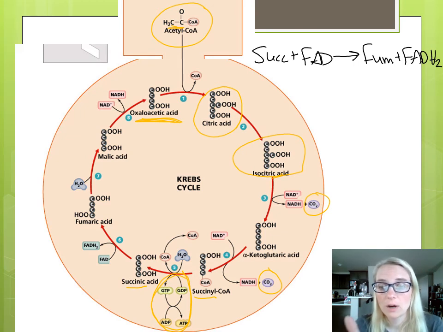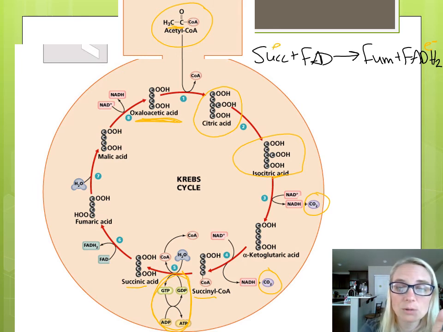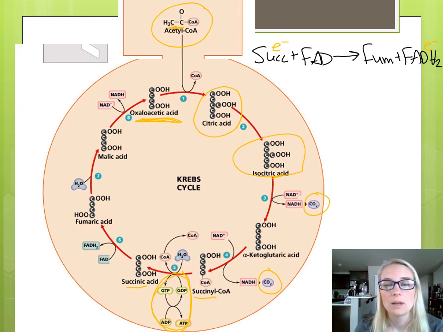So comparing succinic acid and fumaric acid and FAD and FADH2, we can see the FAD gained H2. So electrons came along with those hydrogens. That means they had to have come from the succinic acid. So succinic acid was oxidized, FAD was reduced to FADH2. So another redox reaction. Quite a bit of those in the Krebs, isn't there? All right, so that was step 6.